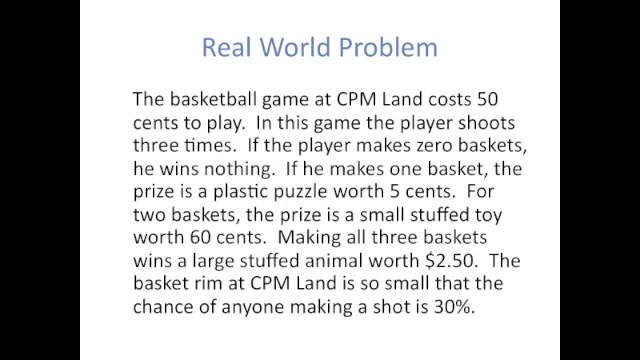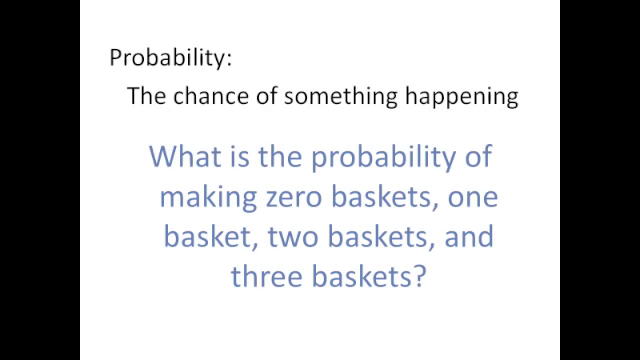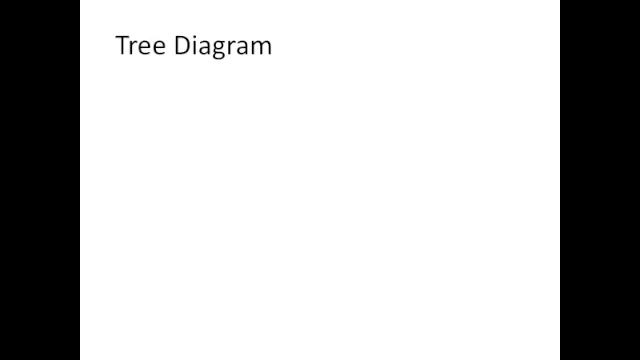The basket room at CPM Land is so small that the chance of anyone making a shot is 30%. So, probability is the chance of something happening. So we are going to find the probability, or chance, that the player will make 0 baskets. In this video, we are going to find the probability using a method called the tree diagram.